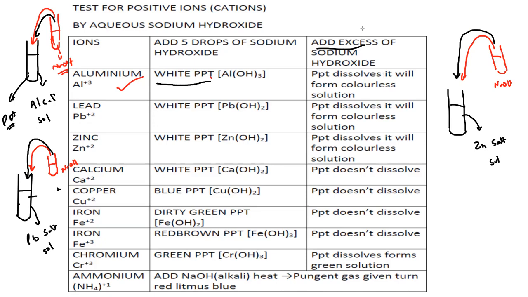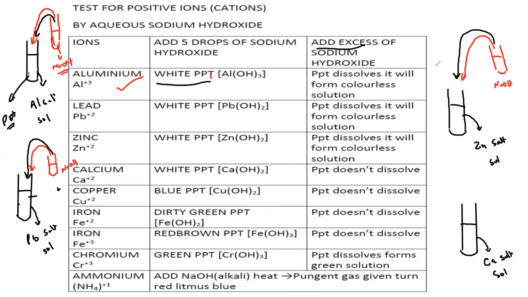The three observations: one is with lead, first adding 5 drops and then adding in excess. The term excess means more than enough. If we have a calcium salt solution, for example, a calcium salt solution in a test tube, it will be colorless for group 1, 2, 3.